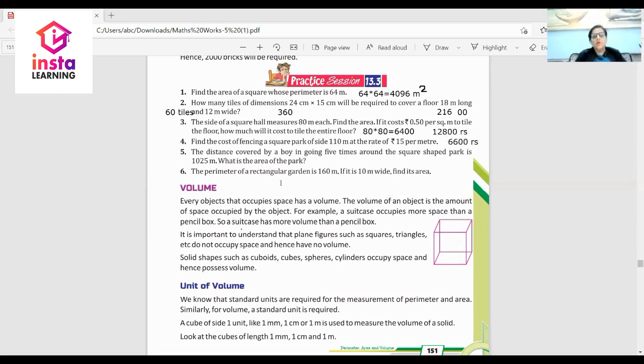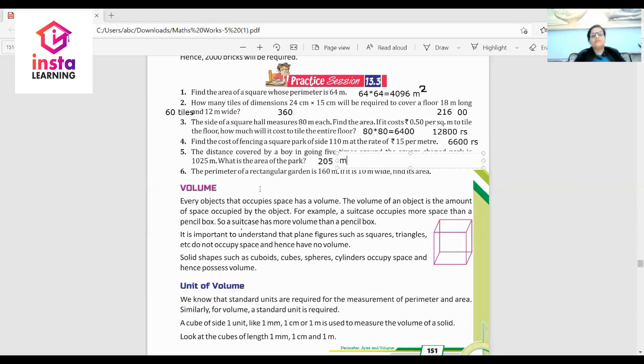Now, the distance covered by a boy in going 5 times around a square shaped park is 1025 meter. What is the area of the park? It is given that it is 5 times around the square. So first of all, you have to divide with 5. So here the answer will come 205. This is the answer. 205 meter.